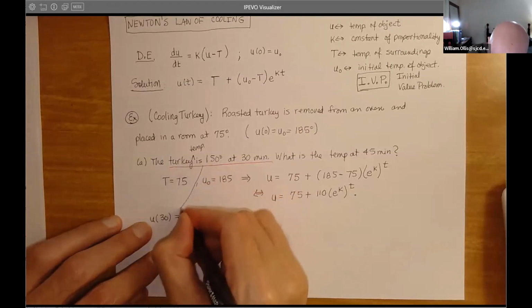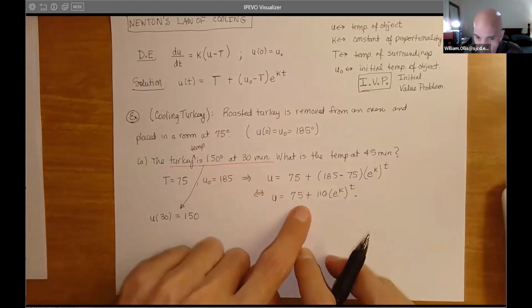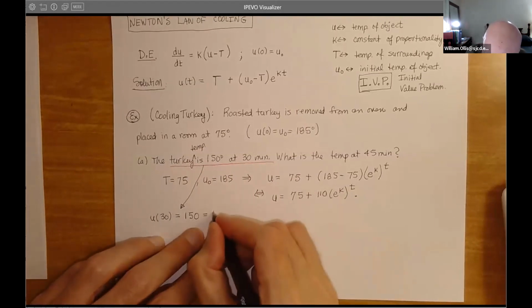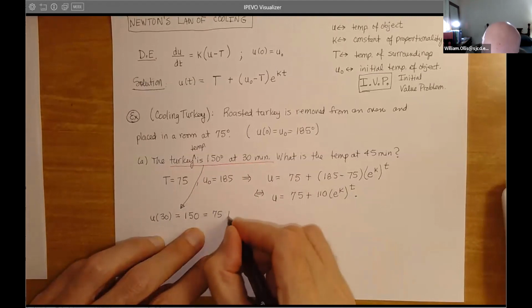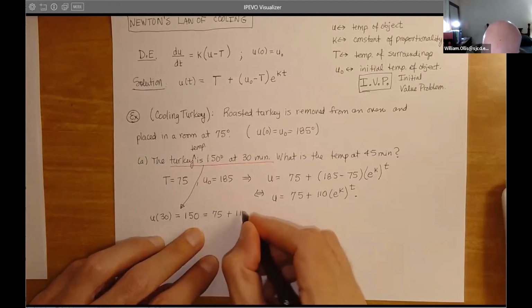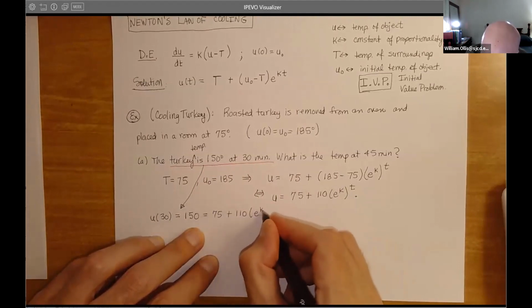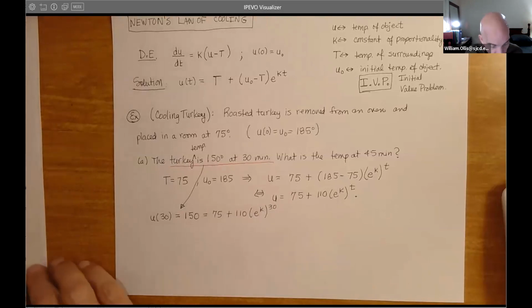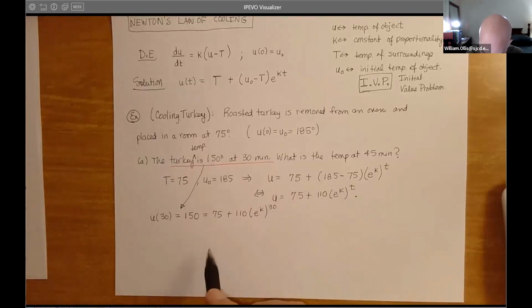So that's from this. And so that will allow us to solve for e to the k. So this will be equal to 75 plus 110 e to the k, again, raised to the 30 minutes. So now note, time is in minutes. So let's just go ahead and solve this.